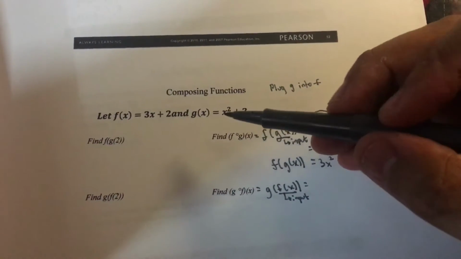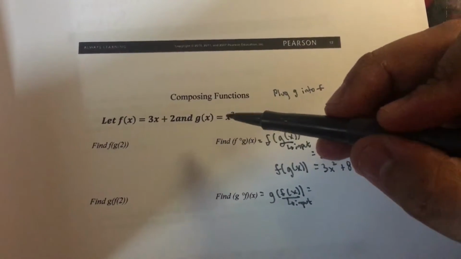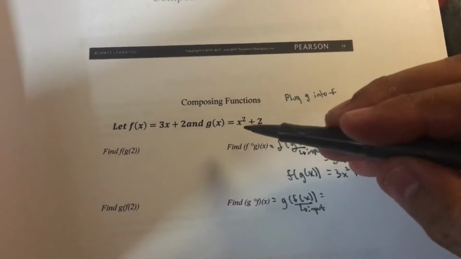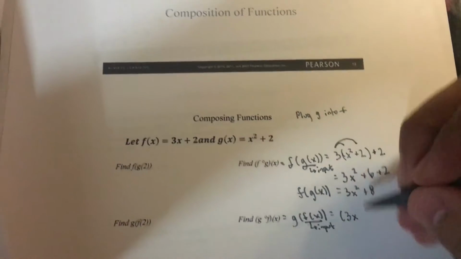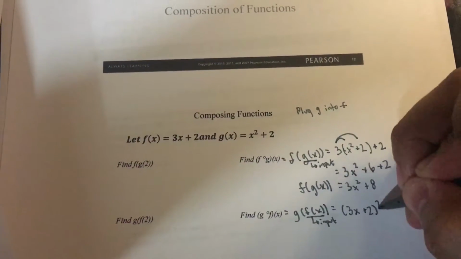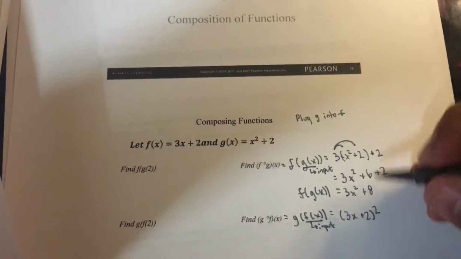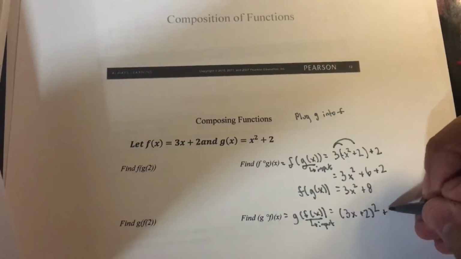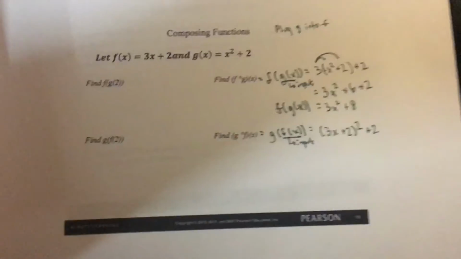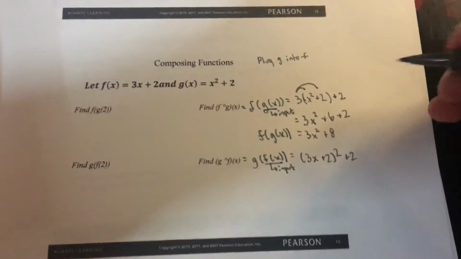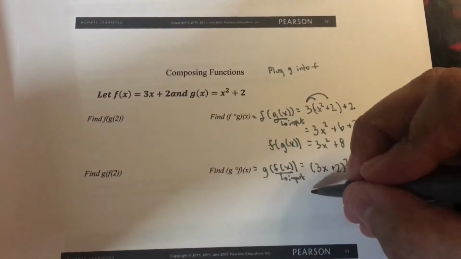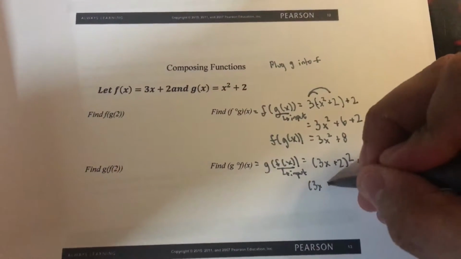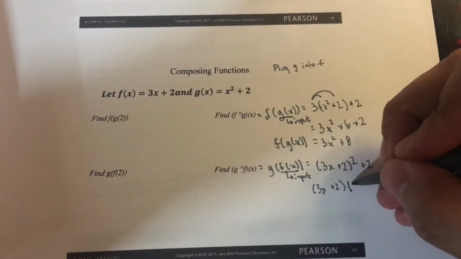Again, this is my G equation. Every time I see x, I'm going to plug in this equation here. So instead of x, I want to write 3x plus 2 squared, and then I continue the equation, plus 2. Now I see this exponent, so I'm going to write it two times.